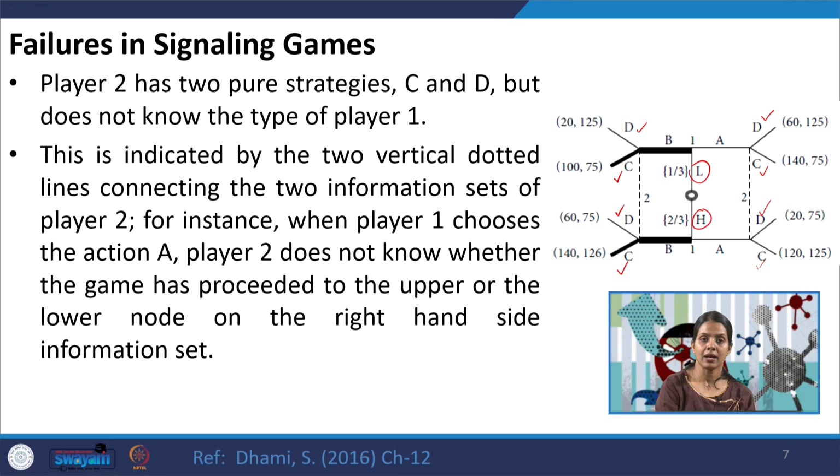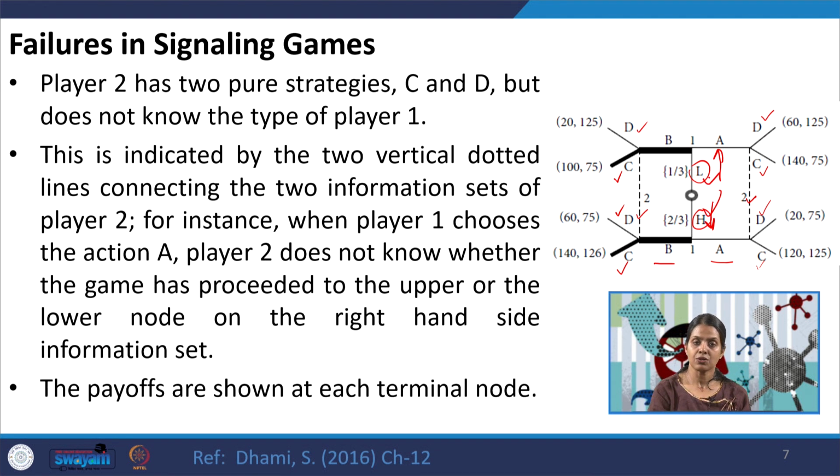This is indicated by two vertical dotted lines connecting the two information sets of player 2. Since he does not know for sure, that is why these lines are dashed. For instance, when player 1 chooses action A, player 2 does not know whether the game has proceeded to the upper or to the lower node on the right hand side information set. So again the point is that player 1 can play A or B, but player 2 does not know whether A or B is played by H or L.